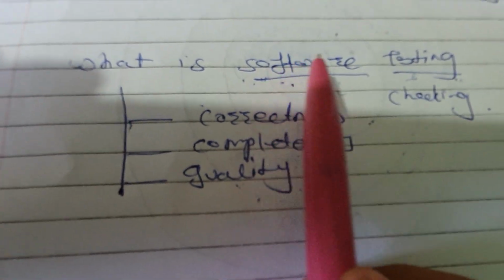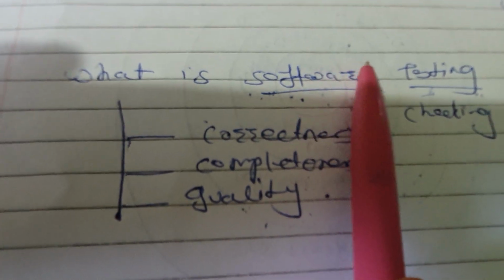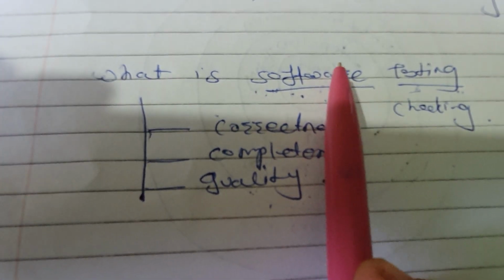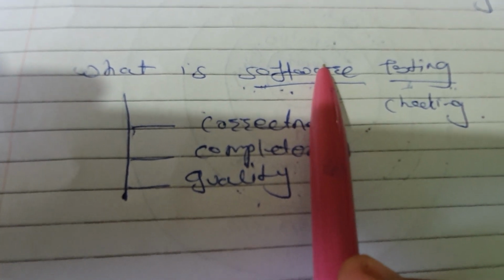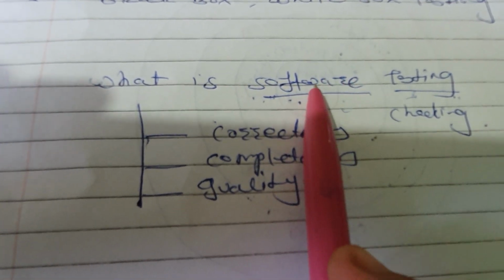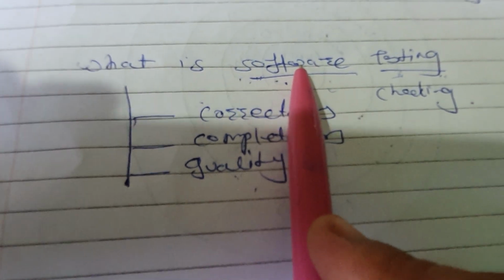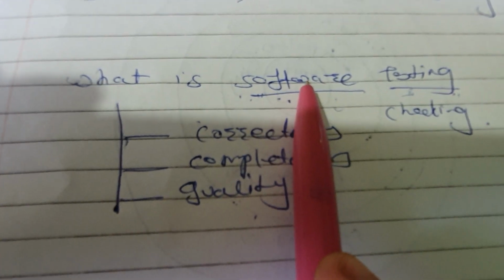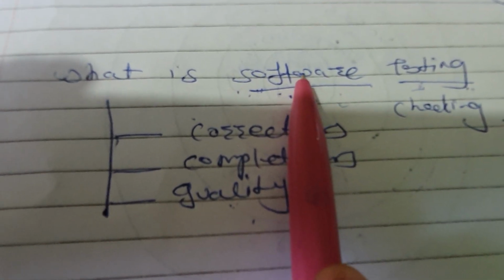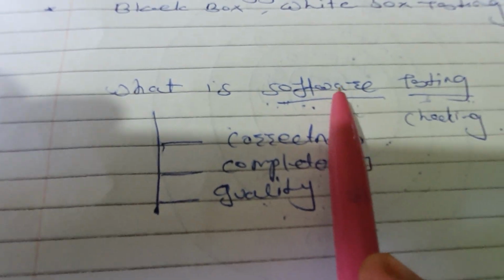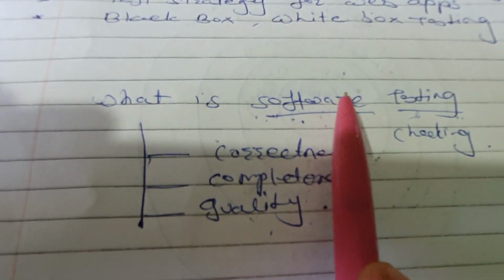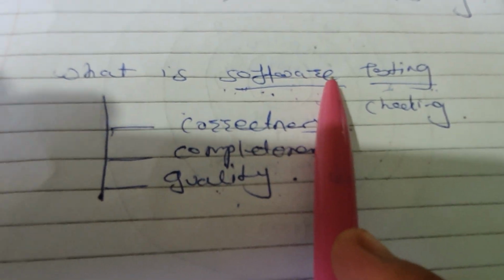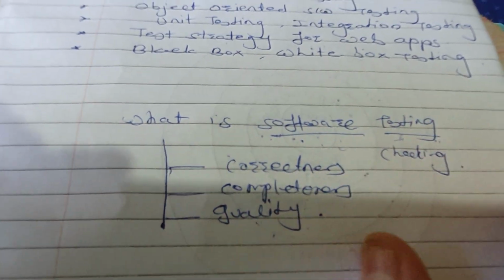So in short, software testing is a verification and validation process. Means find errors, gaps, missing requirements, check whether the particular software is designed as per customer requirement or not, whether the software is designed within the desired schedule or not. All these things are checked by the software tester in software testing. This is called software testing.